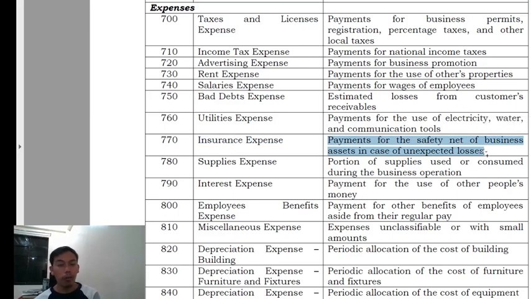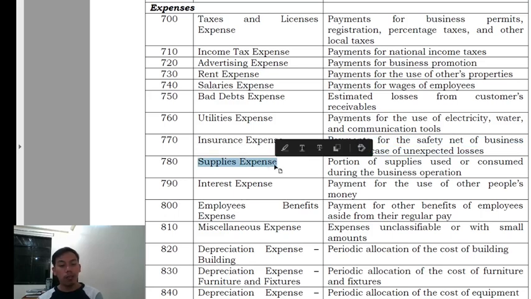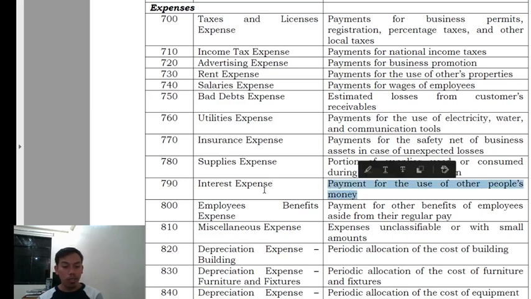O nasira ang equipment natin, nasira ang building, nasunog. Meron ba tayong makukuha sa mga insurance company? Or nagbabayad ba tayo ng insurance sa kanila? Insurance expense. Supplies expense. Yung mga nagamit natin na supplies used or consumed. Interest expense. Umutang tayo, di magbayad tayo ng interest.